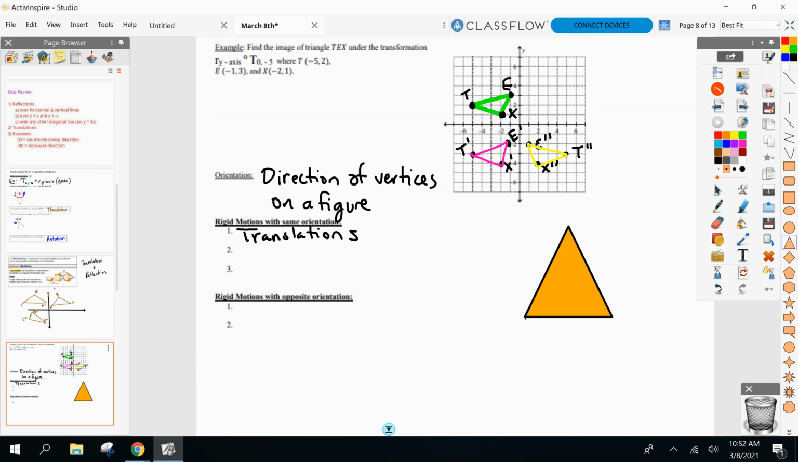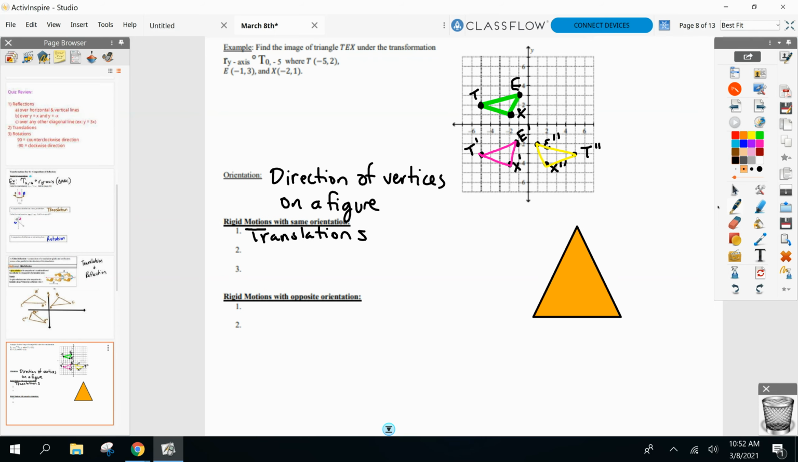Here you go. Here's a triangle ABC. Ready? Well, first of all, if I go ABC, that's clockwise, right? ABC. So let me turn it.